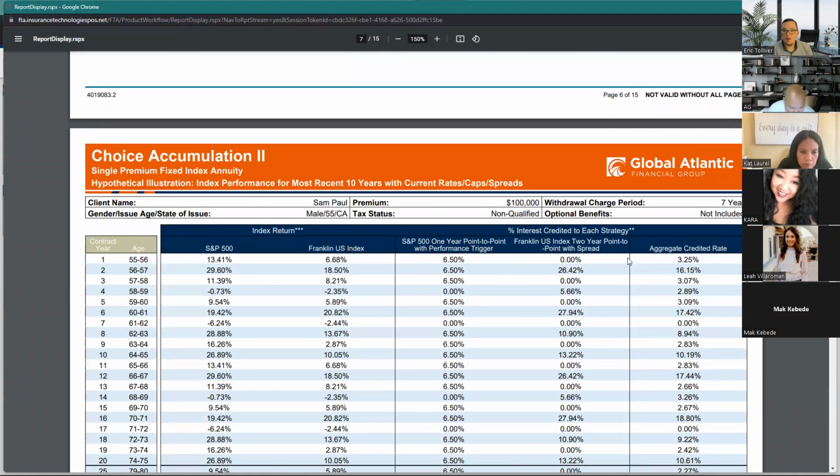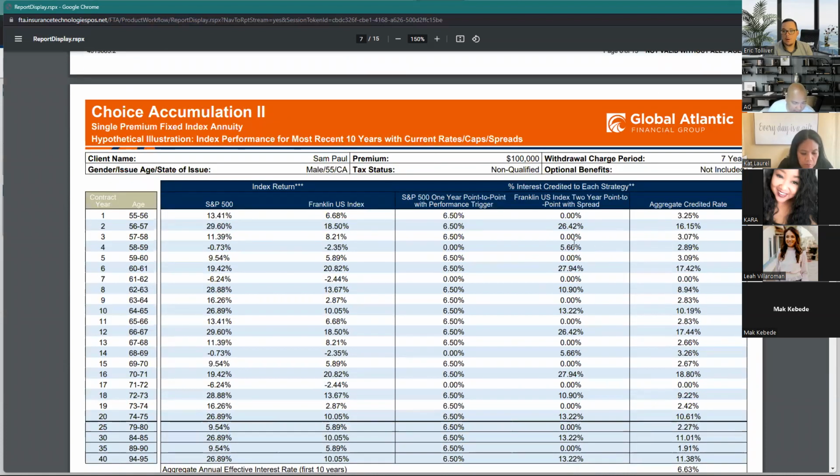Now here's where it's showing here, right? The S&P 1 year point to point, I think the 8.5% probably on the other option. I'll go check that. But see here, if the S&P has 13.41, they get 6.5. 29.6, 6.5. Negative, they get 0. See that? That's cap. Okay? Here, it's called a 2-year point-to-point spread. I don't know the sum of this too. I'm just 18.5 plus 6.